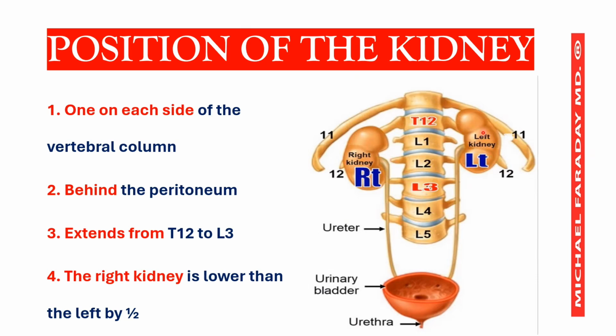Again, the kidney can be found on each side of the vertebral column. So one here, one here. This is the right kidney, this is the left kidney. We said that it's a retroperitoneal organ, which means that it is found behind the peritoneum. And we said the peritoneum is a membranous lining which covers the abdominal cavity. So it extends from T12 to L3. Okay, then also the right kidney is slightly lower than the left kidney.